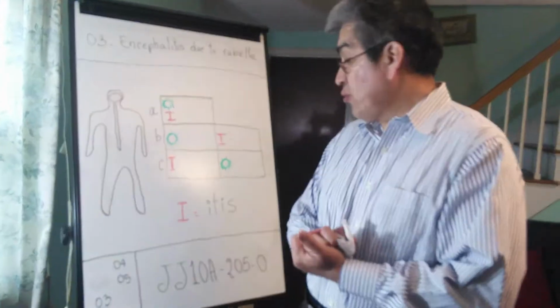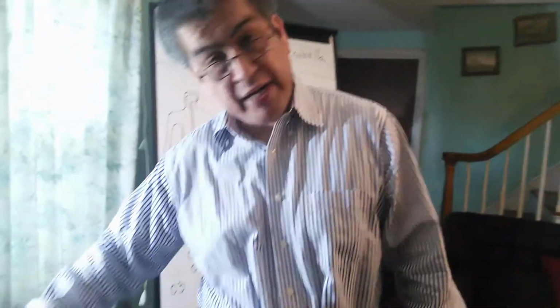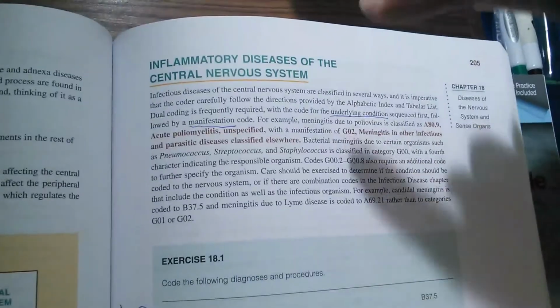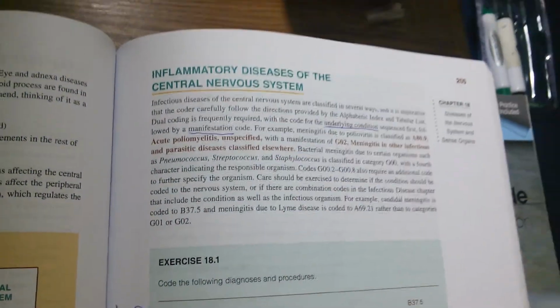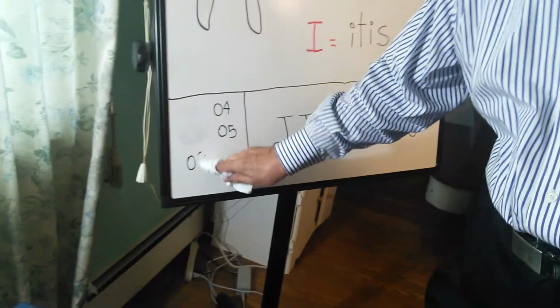Hi, this morning we're going to do problem number 3 from our set of problems, if you can follow me, on inflammatory diseases of the central nervous system. There are 5 problems here, and this morning we're on problem number 3, right? So we're going to erase this number 3.